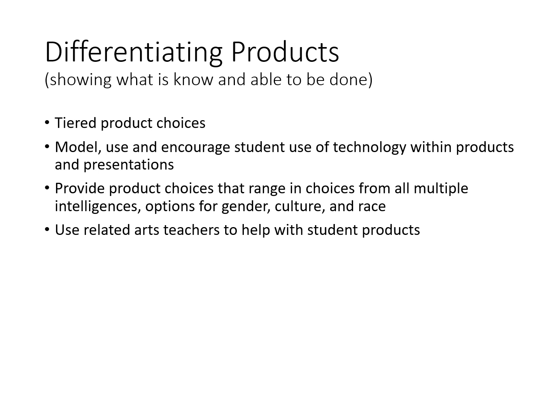So all of this now is differentiating products: tiered product choices, different kinds of products. You can model, use, and encourage the student use of technology within products and presentations. So you might have a group of students who are very advanced in technology, and instead of just doing a poster, they might be allowed to do a more advanced technology presentation.